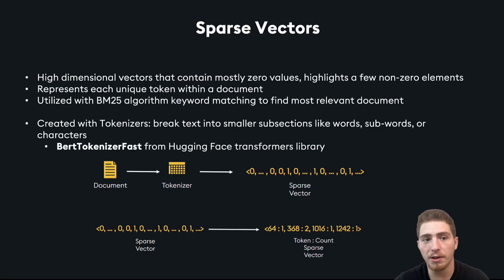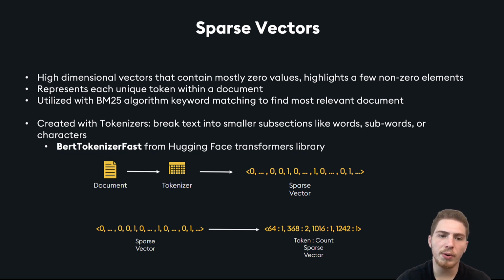Sparse vectors, on the other hand, are high-dimensional vectors that contain mostly zero values, which means that the few non-zero elements are going to be highlighted. And the sparse vector represents each unique token within a document. It uses the BM25 algorithm to match keywords and find the most relevant document to our query.